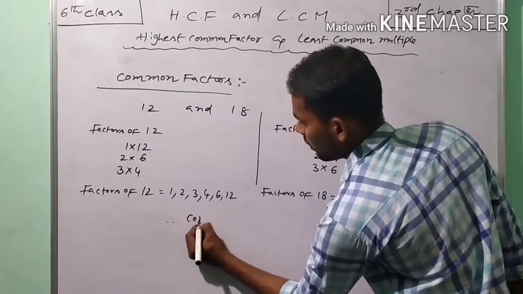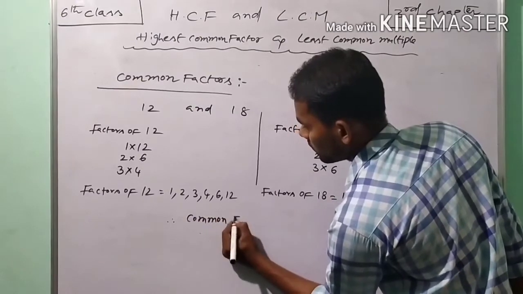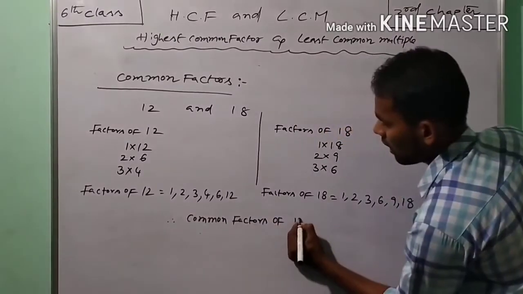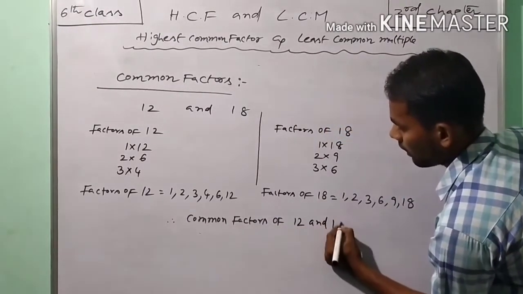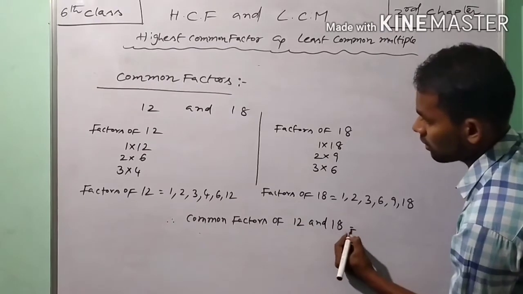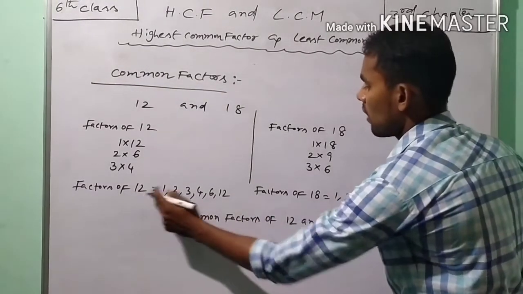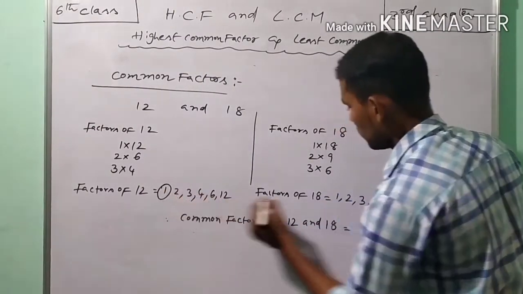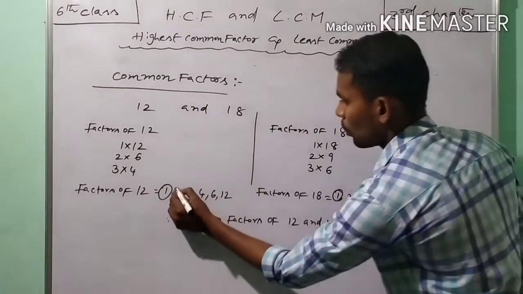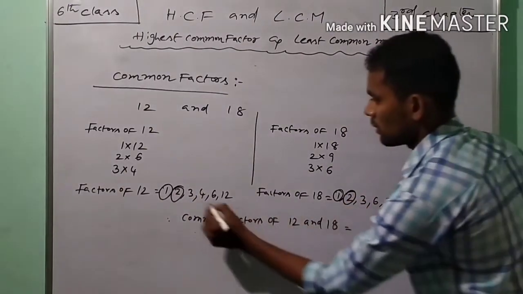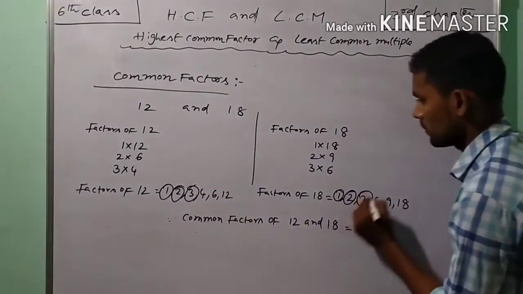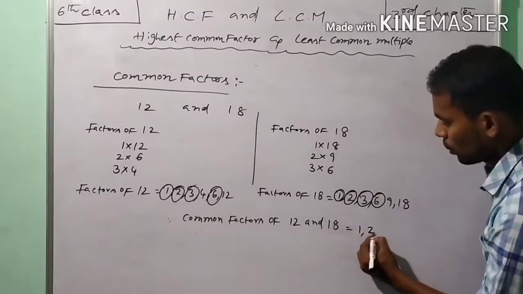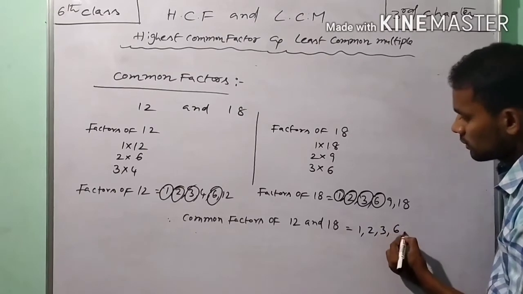Therefore, common factors of 12 and 18 are 1, 2, 3, 6.